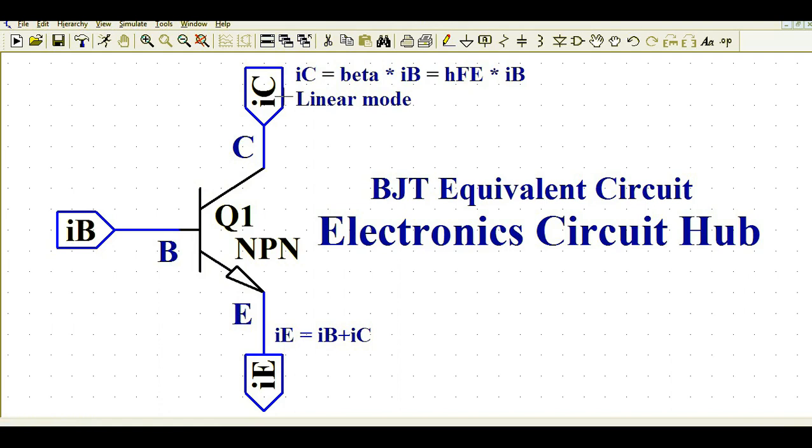And if you want to know the relation between collector current and the base current in the linear mode, the collector current is given by beta times IB, or you can say HFE times IB. So this is the basics of NPN transistor. Now let us draw and understand the equivalent circuit of this NPN transistor.